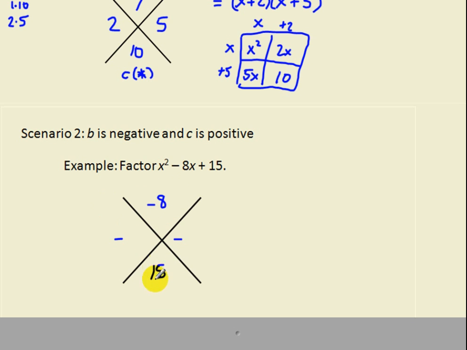Okay, so now that you know both of them are negative, you can temporarily ignore the sign and focus on two numbers that multiply to 15 and add to 8. So we could take 1 times 15 to get 15, but those add up to 16. We can also get 15 by taking 3 times 5. Those add up to 8. So we end up with a negative 3 and a negative 5. Negative 3 times negative 5 is a positive 15. Negative 3 plus negative 5 is negative 8. So we end up with x minus 3 times x minus 5.